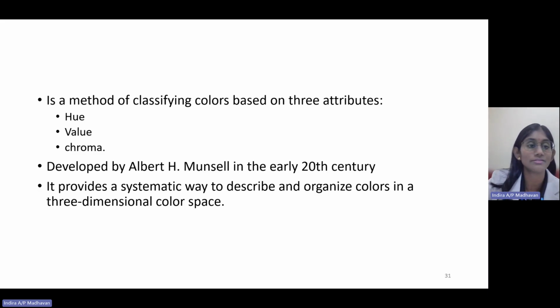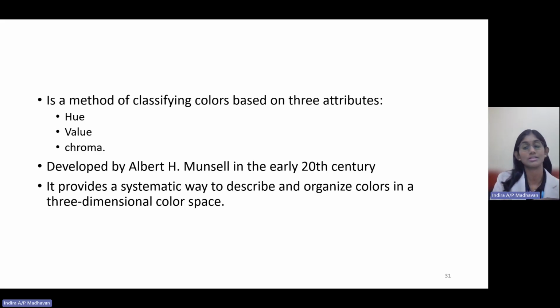It was developed by Albert H. Munsell in the early 20th century. It provides a systematic way to describe and organize color in a 3D color space. Basically, this Munsell color system is like a book that you find in the paint shop. If you go to a paint shop, you will have a booklet where you can see the colors, and there is a coding at the bottom. The same concept.